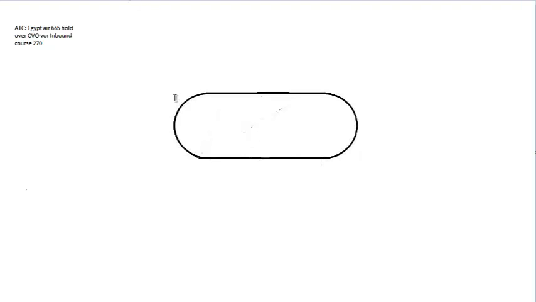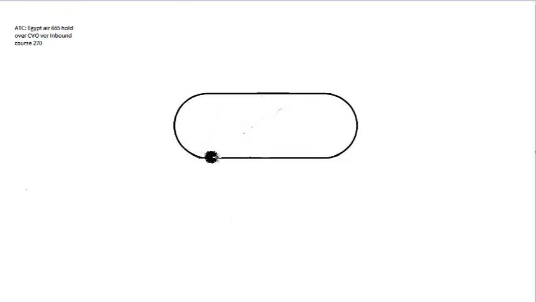Alright, so we begin by drawing. Once we get the instruction from air traffic control that we need to hold, we take the piece of paper and a pen and we draw a racetrack like this one. And then the second step is we draw the fix that we're going to hold over. So if you look here, Egypt Air 665, hold over Charlie Victor Oscar. So this is our fix. Once we draw the racetrack, we draw the fix that we're going to hold over approximately here. So this circle with this dot is representing Charlie Victor Oscar VOR.